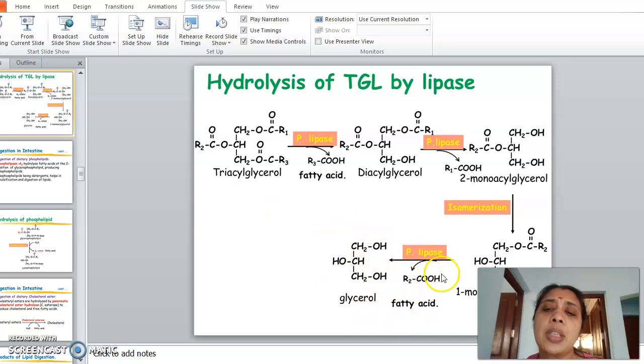But it usually happens only to a certain extent. The majority of the TG molecules will remain in the form of DAG or 2-MAG. Clear, right?